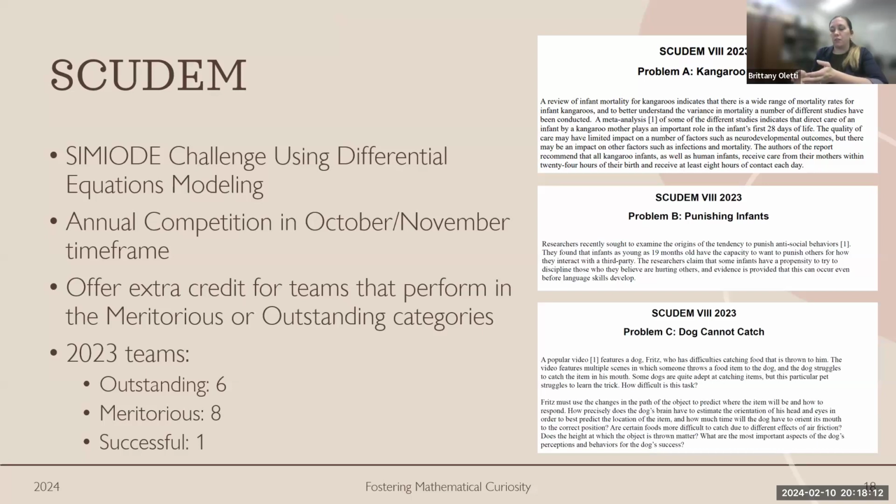I think the swap from higher order to systems really allowed them to engage with Scudem a lot more this year. So we had 15 teams participate and 6 of them got outstanding. Hopefully you got to listen to some of them talk a little bit earlier today, but this really allowed those cadets who are thoroughly enjoying modeling to go the extra mile and get this extra, like we say, the cherry, right, to this nice sundae.